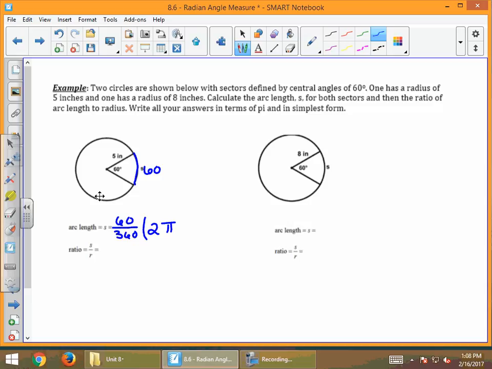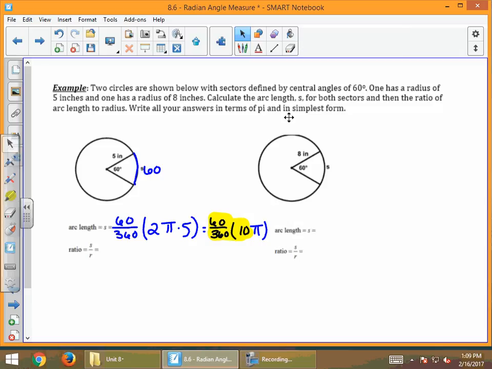Well, what is our radius? 5. Okay. Clean it up. Keep that fraction the same. You can simplify it or just leave it. Doesn't matter. What's 2 times 5? 10. Then all you have to do is plug this into your calculator. 60 over 360 times 10. And what do we get? 5/3. So that is equal to 5/3 pi. That's the arc length. The length of that arc.